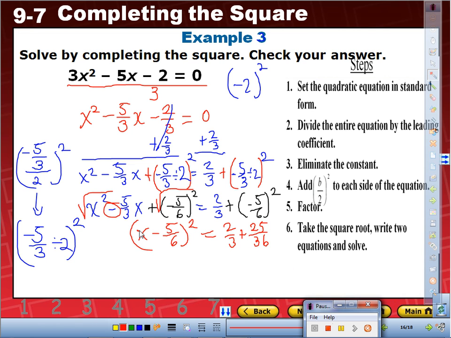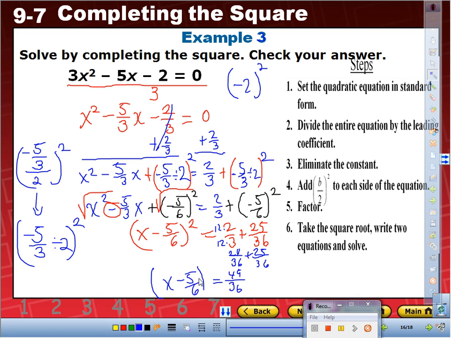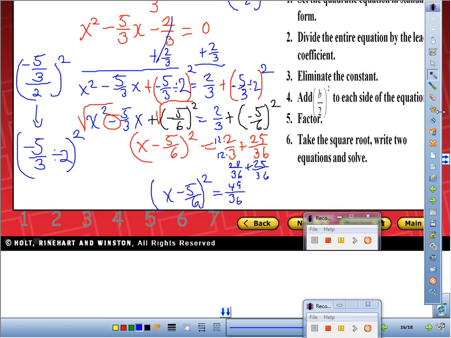Here we go. So now, before I continue, I need to add these two fractions. So everybody look up. What would be our common denominator here? 36. Right? This one's already 36. Can we make this one 36? Yes, we need to multiply times 12 over 12. This becomes 24 over 36 plus 25 over 36. So this is 49 over 36, and I bring this down. x minus 5 over 6 squared. Are we there so far?